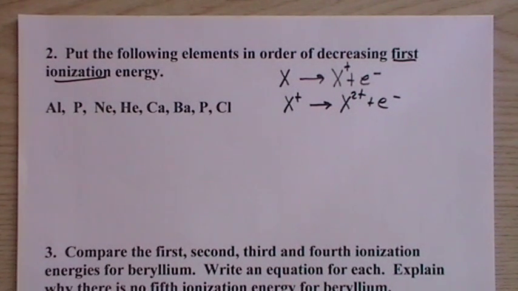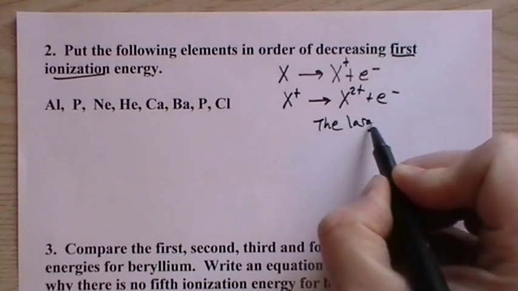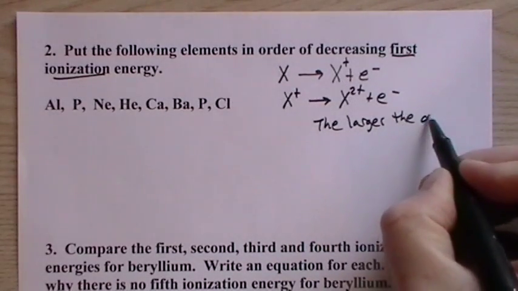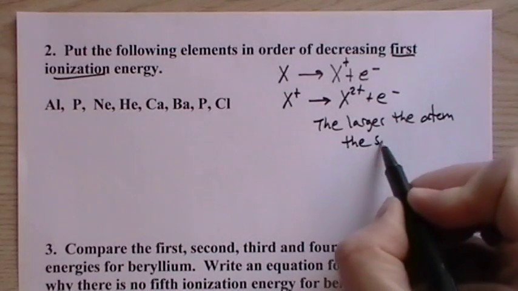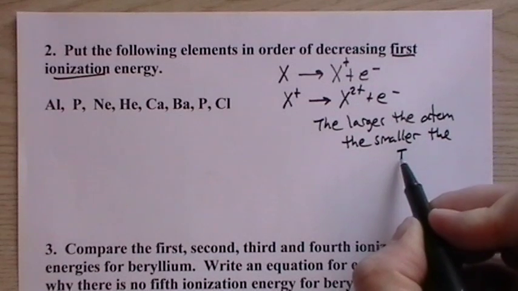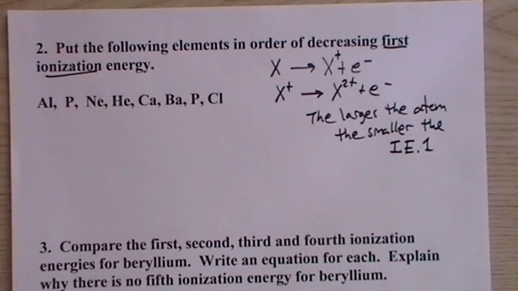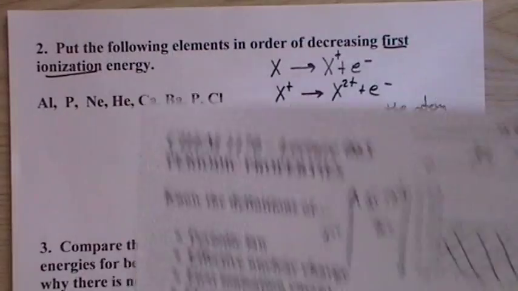So if they're close to the nucleus, a lot of force, which would mean a lot of energy to break them apart. If they're further from the nucleus, a weaker force, so less energy to pull them apart. So the larger the atom, the smaller the ionization energy, and we write it as IE1, the first ionization energy. So it's the inverse of what we just did. And again, I put the phosphorus, but you see it's the same elements.